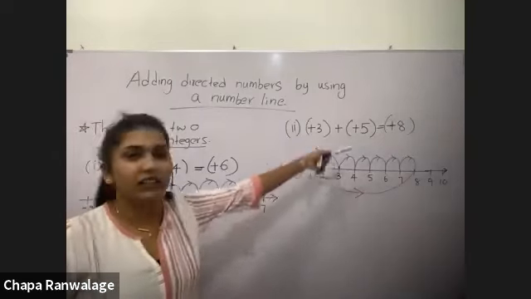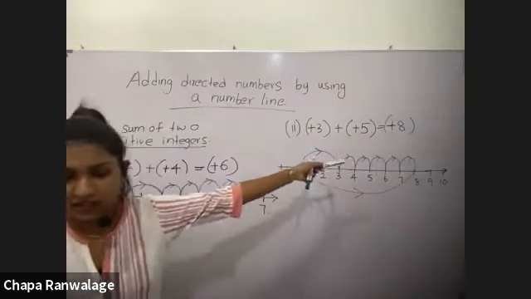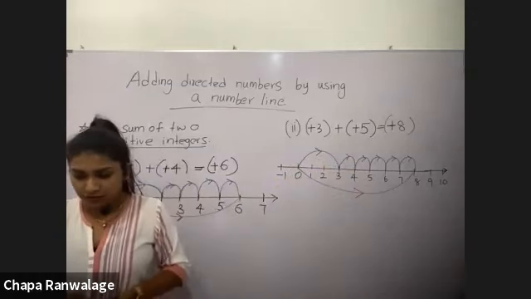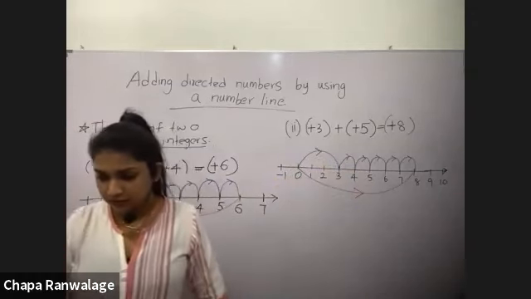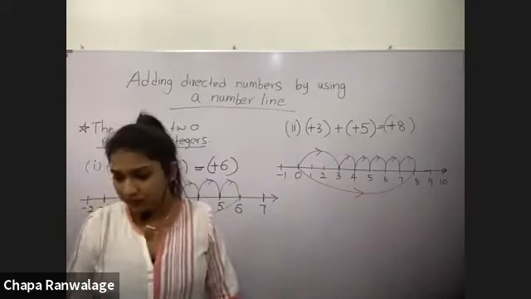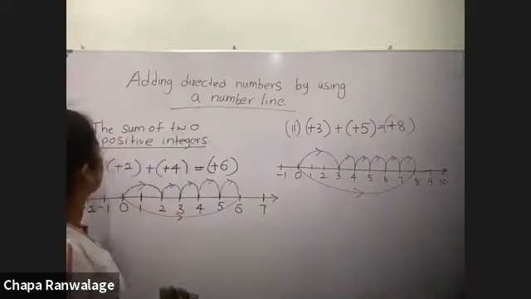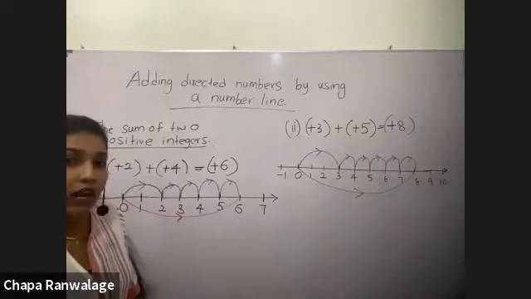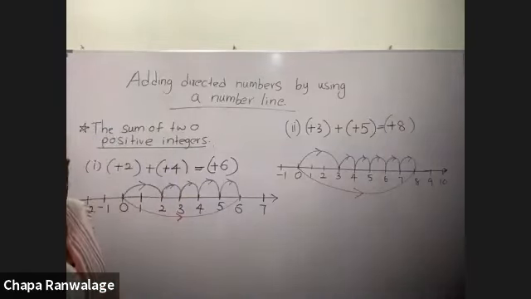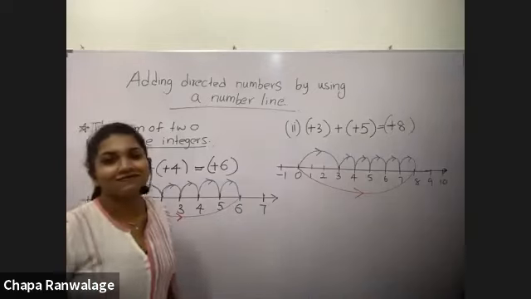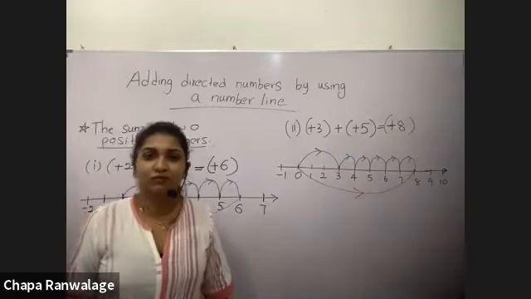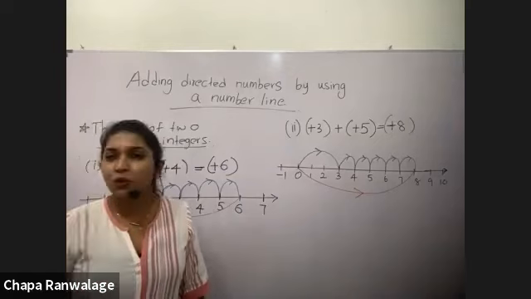Those who got this answer. Yes, teacher. Very good. Now, let's move to the second part. Second part is the sum of two negative integers. Can you give another sum? Another one? You need? Shall we move to the next part?